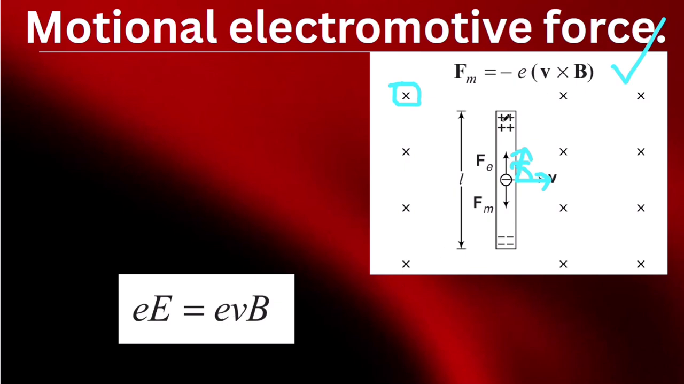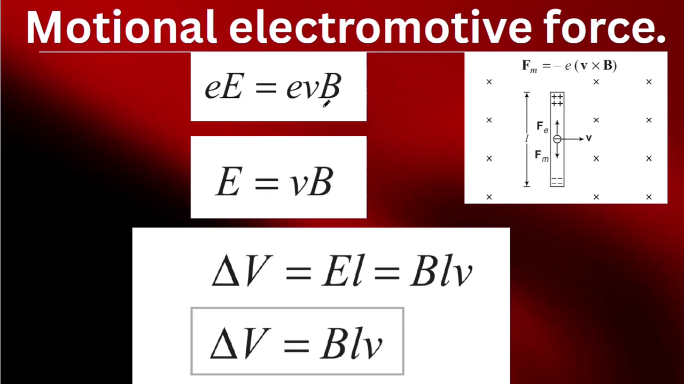Now this will create an electric field inside this metal, and this electric force will be eE. This electric field is the induced electric field due to the movement of this metallic rod in the magnetic field, and the magnetic force is minus e v cross B. Now the magnitude of this force is evB. This force will balance the electric force. So the left hand side is the electric force and the right hand side is the magnetic force on the charges. These two will balance, and this balance will create motional electromotive force.